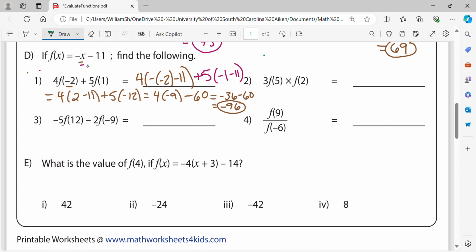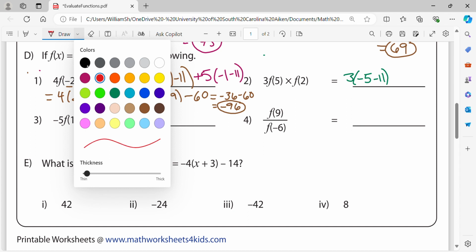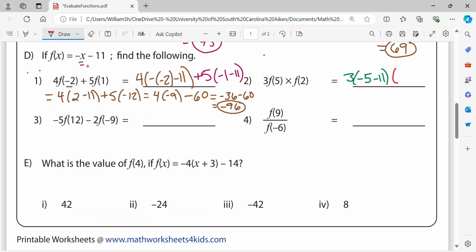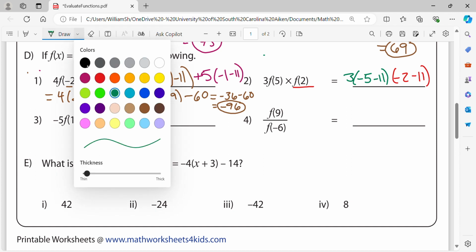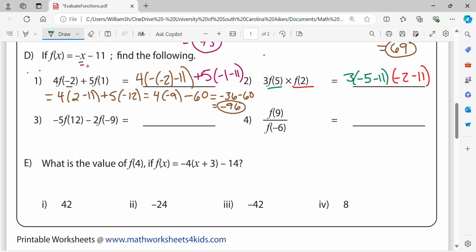Okay, number 2 here says 3 times f of 5 times f of 2. Okay, 3 times f of 5. That means that I want to plug in 5 into this function for x. And then I want to find f of 2 and multiply by it. Okay, so I'm going to plug 2 into the function. So the f of 2 part is represented in red. The f of 5 is represented in green here. And of course you still have the 3 out front that's also in green.